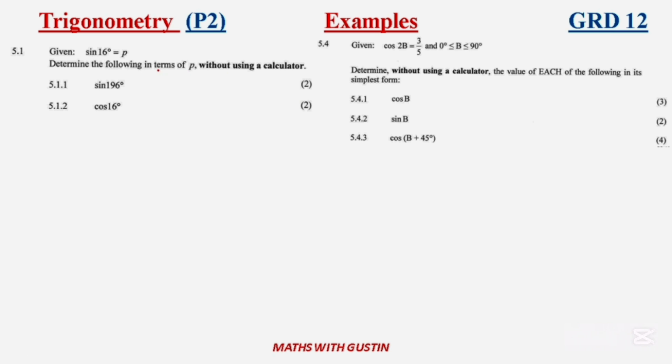Today let's have a look at trigonometry. We are given sine 16 is equal to p. The trick here is that this p is p over 1, even though they don't write the 1 for us. They like this a lot, guys, in trigonometry. Please always be careful of this one here. Then they said, now determine the following in terms of p without using a calculator.